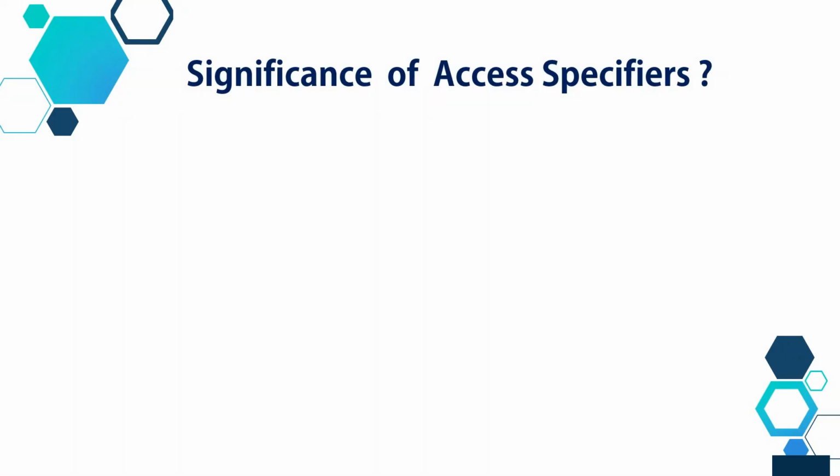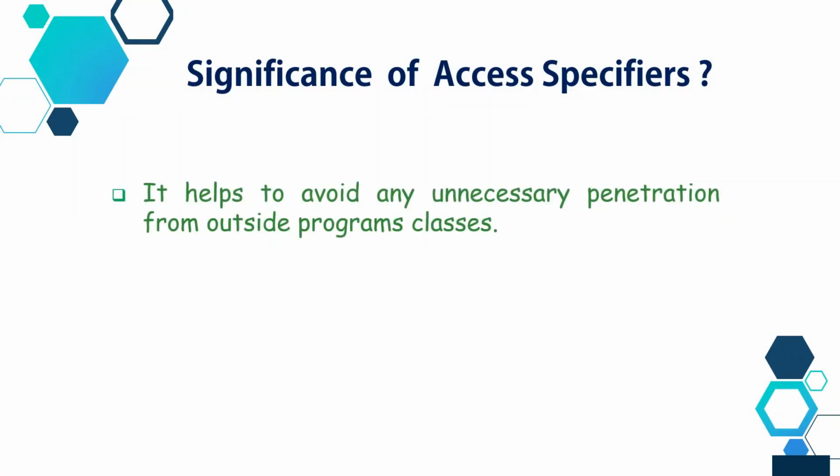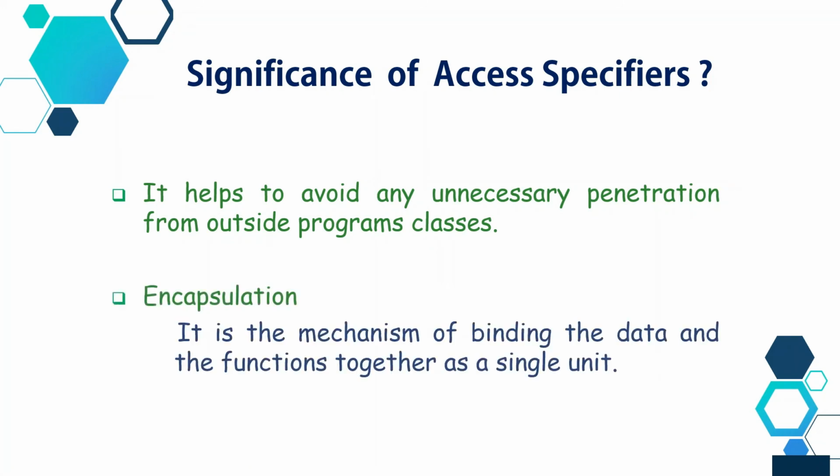Now, what is the significance of access specifiers? It helps us to avoid any unnecessary penetration from outside programs and outside classes. And it also helps in encapsulation. It is the mechanism of binding the data and the function together as a single unit. As we saw in the code, we use the private data members and the public member functions together. And this is nothing but encapsulation.